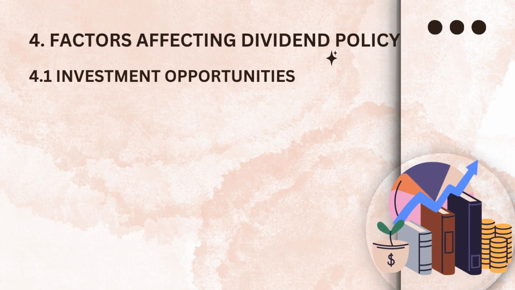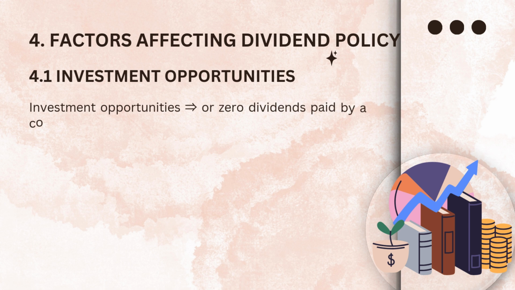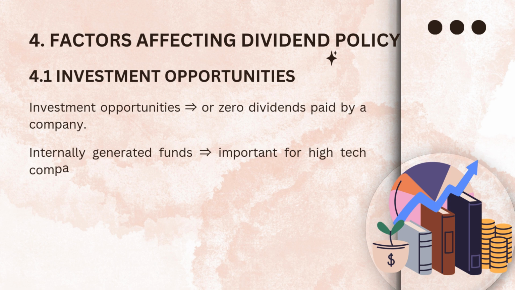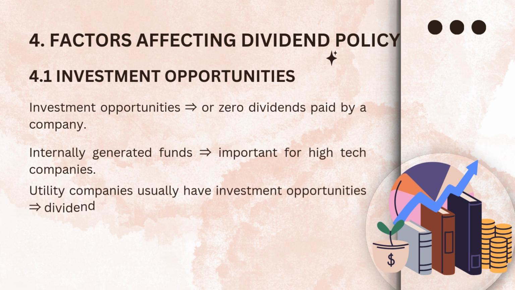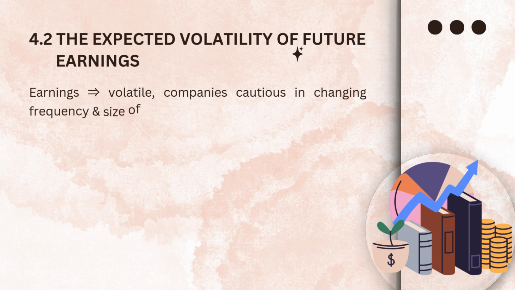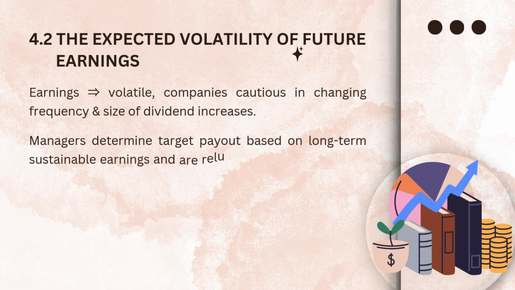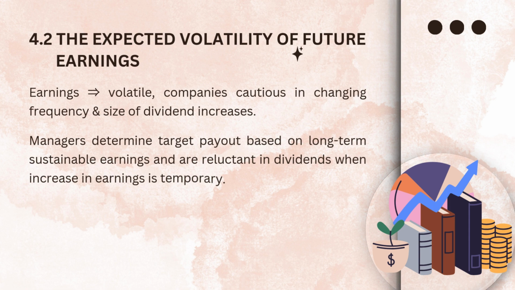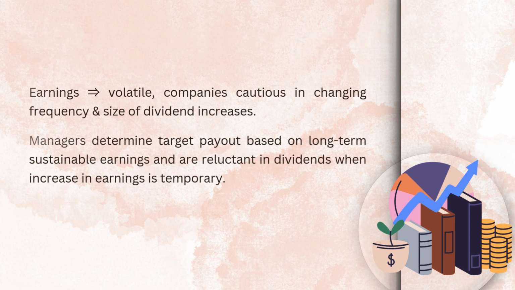4.1 Investment opportunities. Companies with many investment opportunities pay low or zero dividends. Internally generated funds are important for high-tech companies. Utility companies usually have few investment opportunities and high dividend payout ratios. 4.2 The expected volatility of future earnings. When earnings are volatile, companies are cautious in changing the frequency and size of dividend increases. Managers determine target payout based on long-term sustainable earnings and are reluctant to raise dividends when an increase in earnings is temporary.